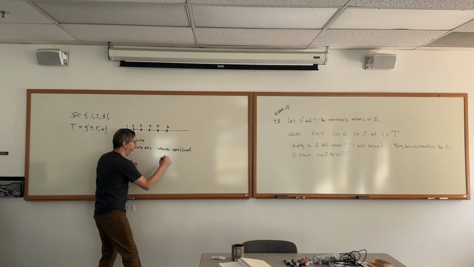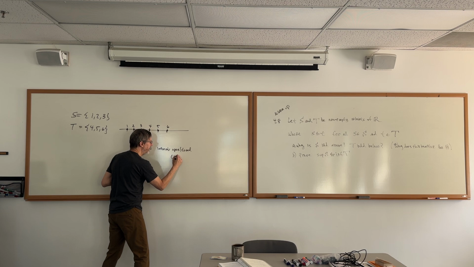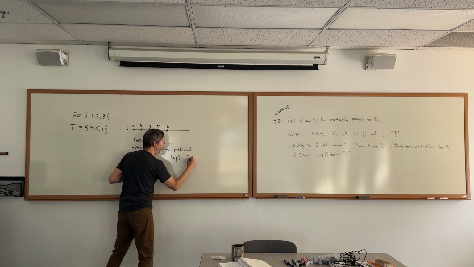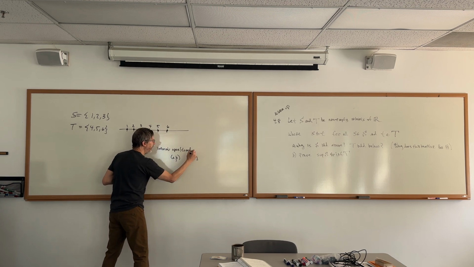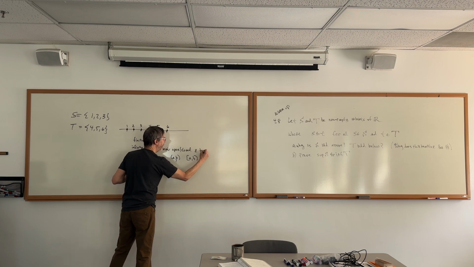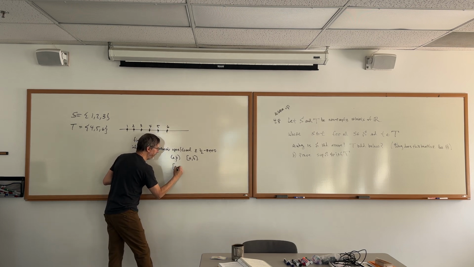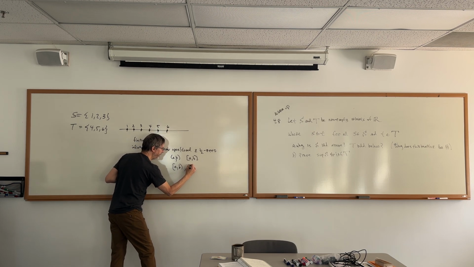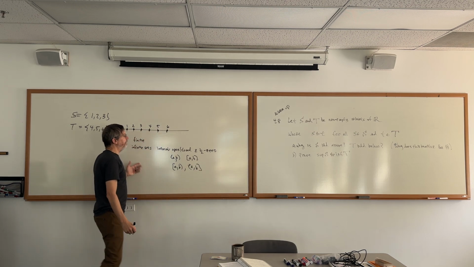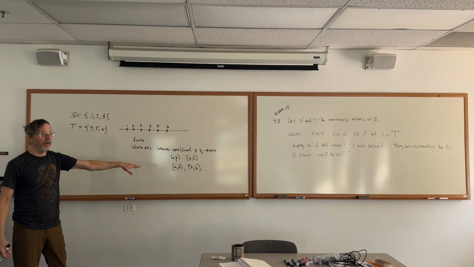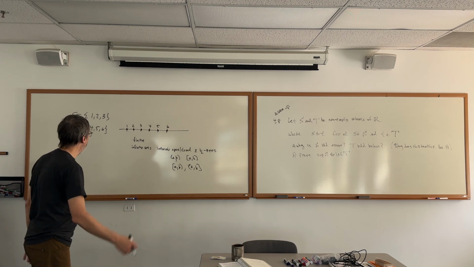So open, closed, half open, something like that. So the half-open ones would be like this. Sets like that. Those are a good place to start looking, for sure, for examples.